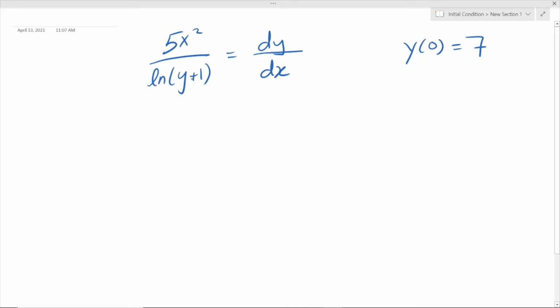So to solve, we have to get all the y's on one side, all the x's on one side, right? Because we can basically separate this. It's a separable equation, right? Separable differential equation.